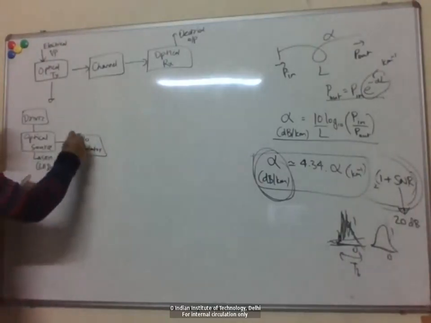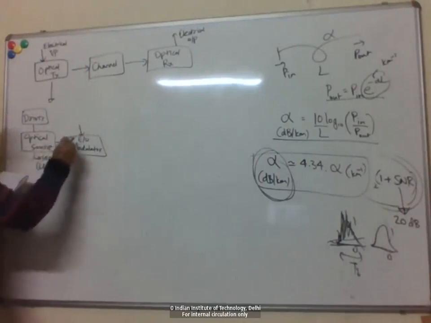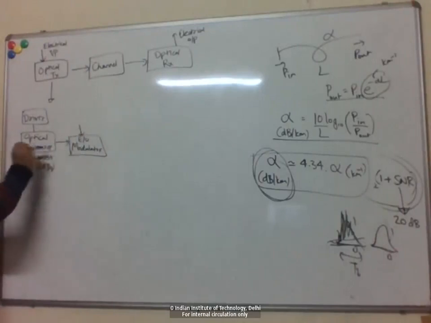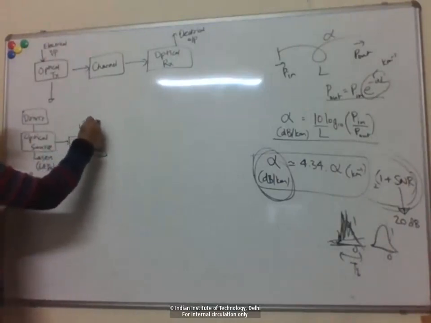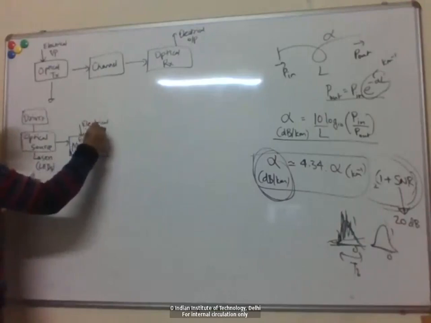Right, so this electro-optic modulator has two inputs. One is the optical input, which is just a continuous wave laser, always on. And then the other input is the electrical data that you want to send.